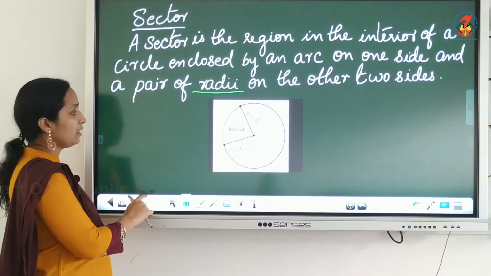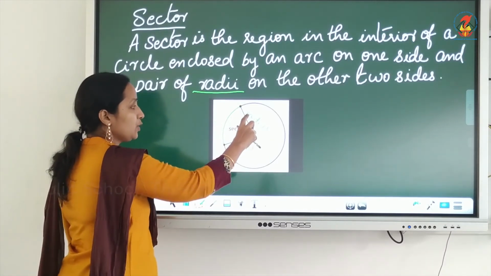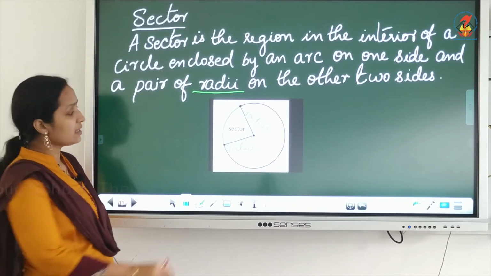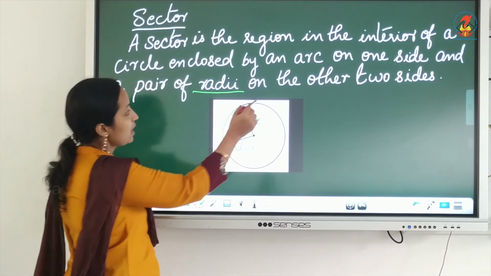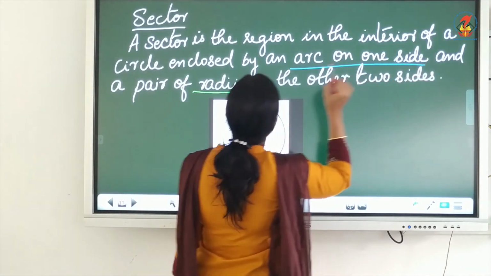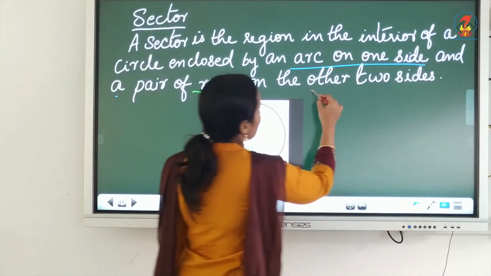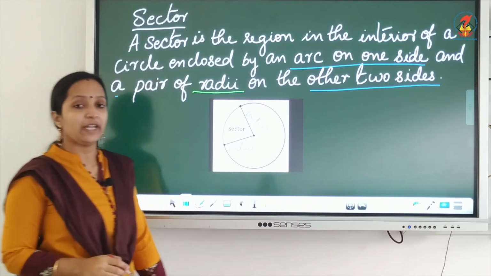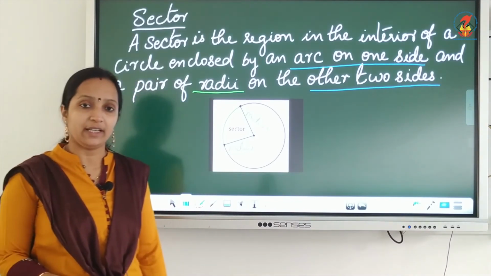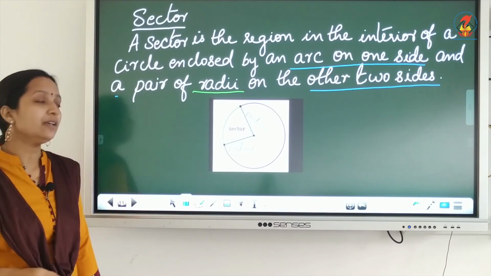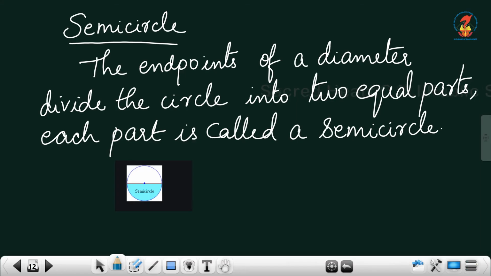What about sector? One side arc and two side radius. This inside portion is known as sector, okay? Sector means arc on one side and a pair of radius on other two sides. Pair of radii means radius, plural of radius is radii. I hope it's clear, children. Now we will move to the next topic.